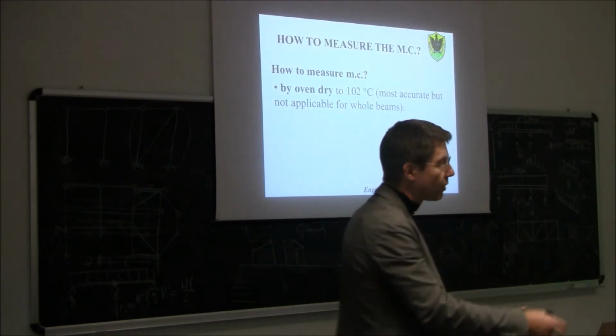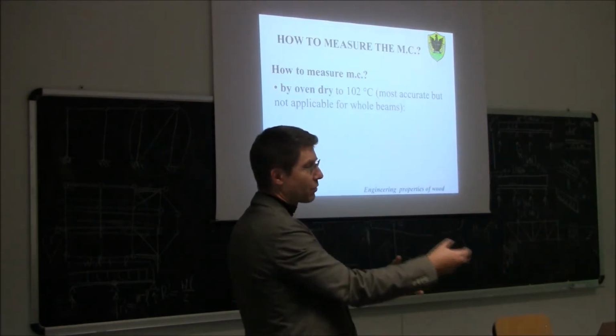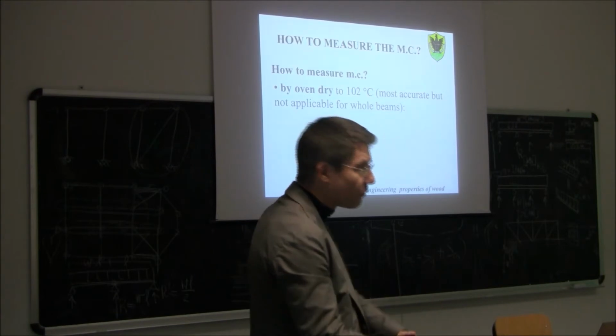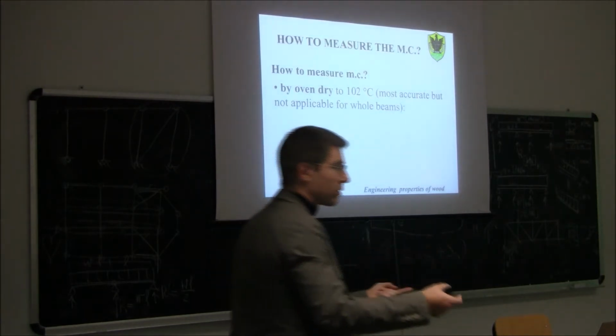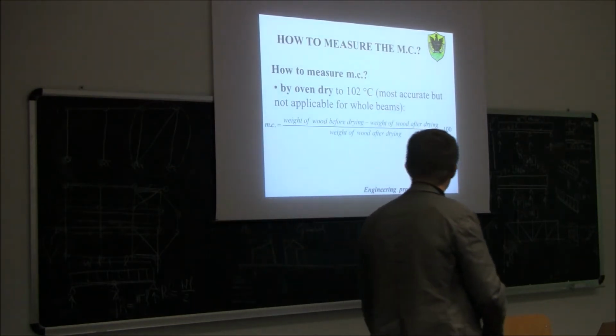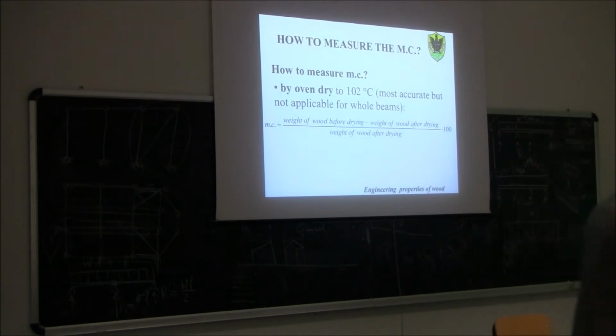So the difference between the first weight, wood plus water, and the second weight of the dry wood is basically the weight of the water. So we divide the weight of the water by the weight of the wood after drying and multiply by 100. In this way we get the moisture content of wood. Obviously this is a very precise method, but we have two problems here.